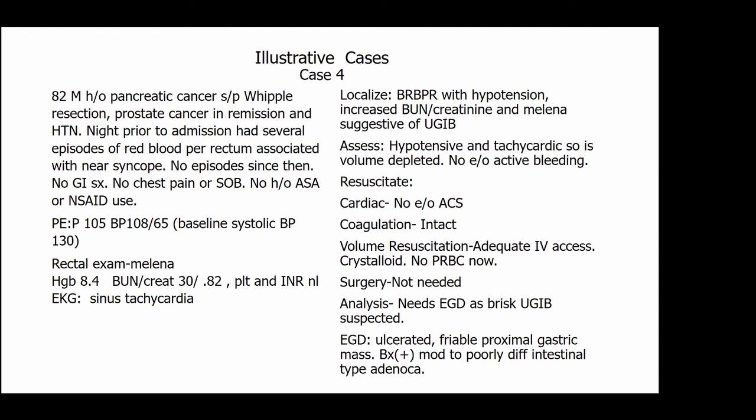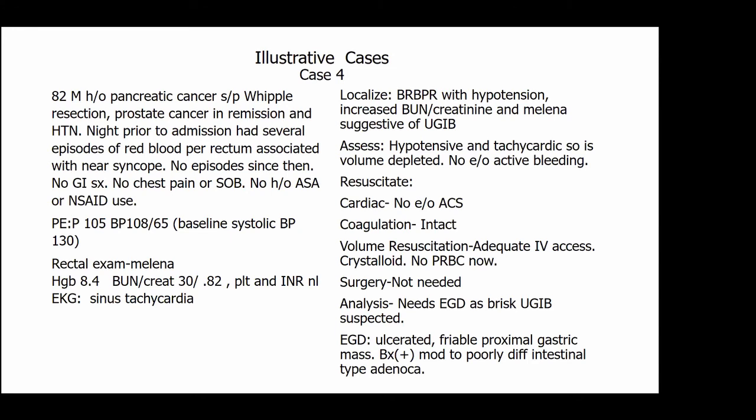Case 4, and this is actually a real case. An 82-year-old man with a history of pancreatic cancer, status post-liver resection, history of prostate cancer in remission, and a history of hypertension. The night prior to admission, he had several episodes of red blood per rectum associated with near syncope. He's had no bleeding episodes since then. He has no GI symptoms, no chest pain, no shortness of breath. There is no history of aspirin or NSAID use.